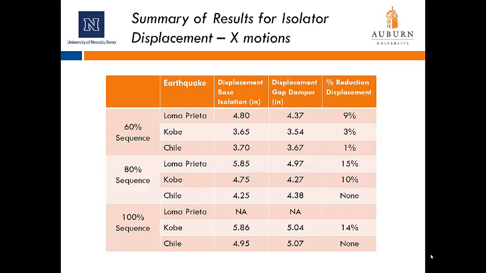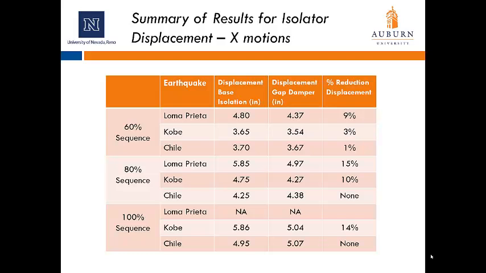As we look at the numbers, we make a couple of observations. First, the percent reduction in displacement tends to increase as we get closer to the 100% target. This is what we expected because this is the level of excitation that the gap damping system was designed for.